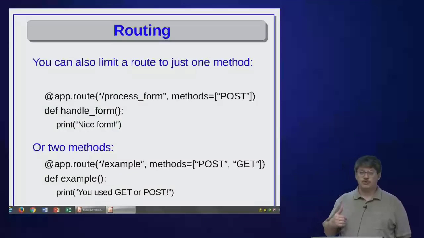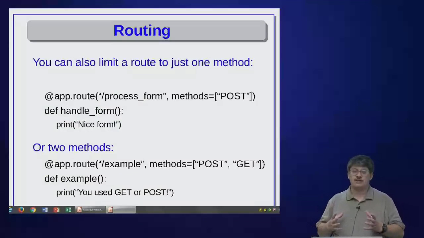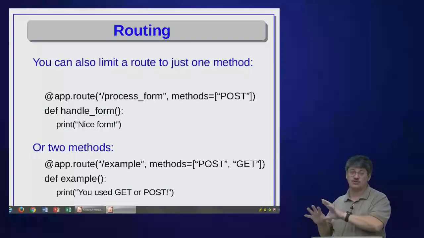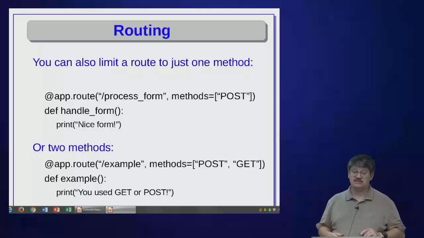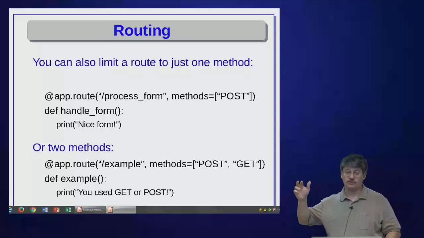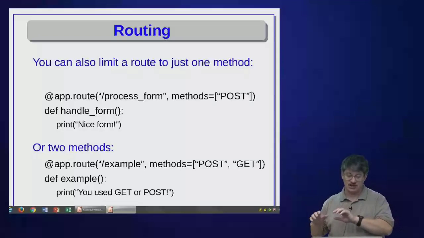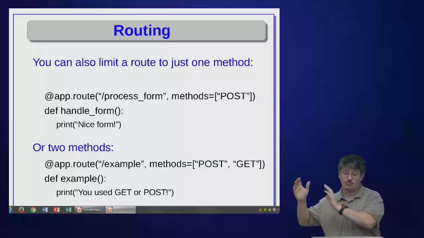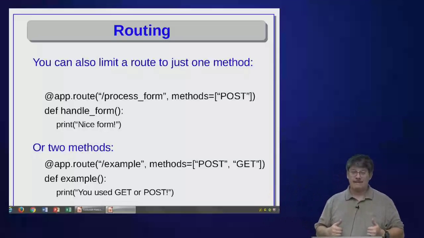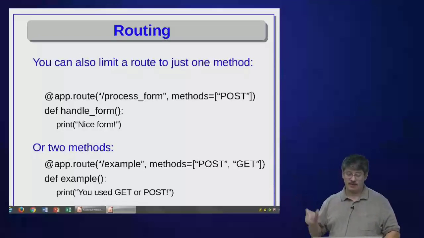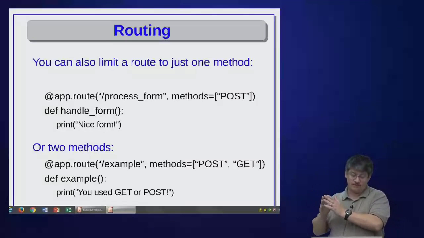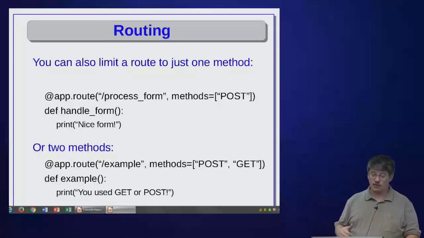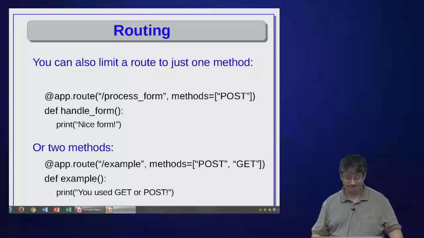You can also limit a route to just one method. So maybe I have a function that processes a form, and I don't want that function to run if they didn't get there by posting it from a form. So I could say @app.route, and in parentheses, in quote marks, /processForm. So if they go to http:// server name /processForm, it's going to call this function, but only if the method was post. If the method isn't post, then it's going to give an error message. But if they submit a form to processForm, then it'll call the handle form function, which will print a web page saying nice form.